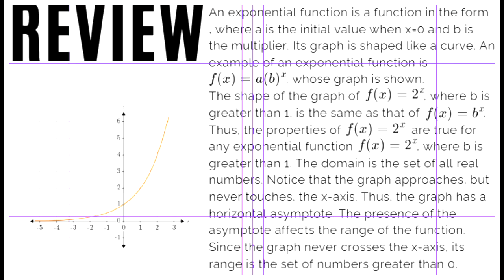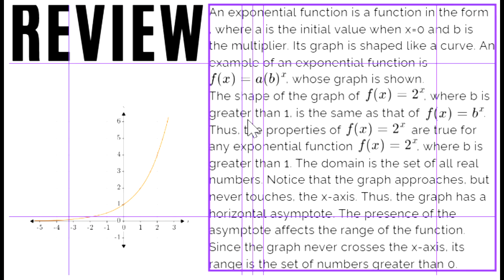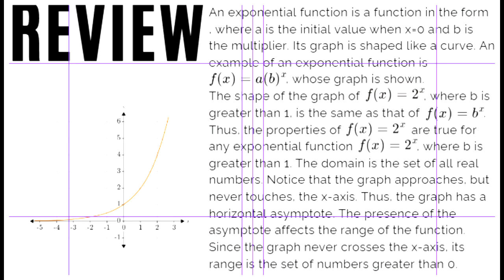An example of an exponential function is f(x) = 2^x, whose graph is shown. The shape of the graph of f(x) = a · b^x, where b is greater than 1, is the same as that of f(x) = b^x. Thus, the properties of f(x) = 2 · 2^x are true for any exponential function f(x) = 2^x, where b is greater than 1.